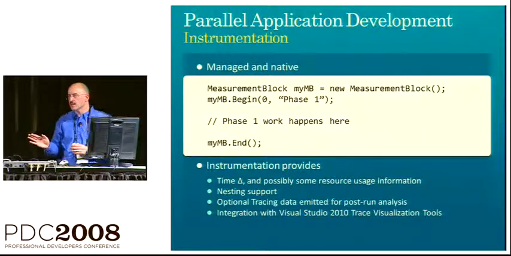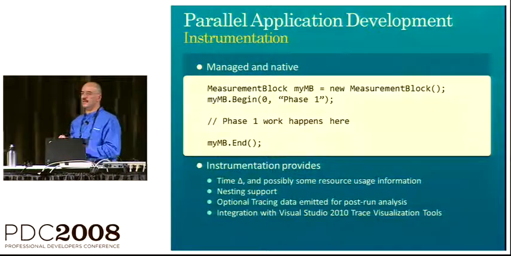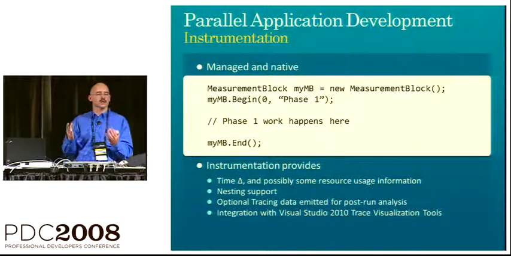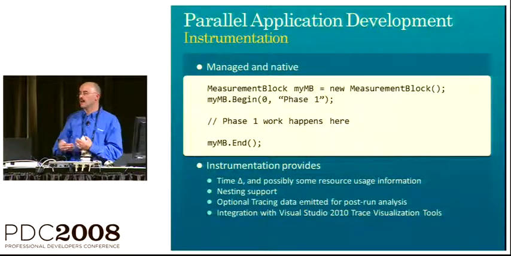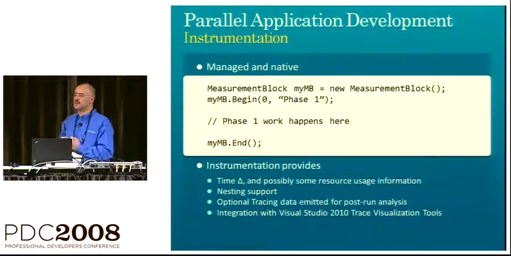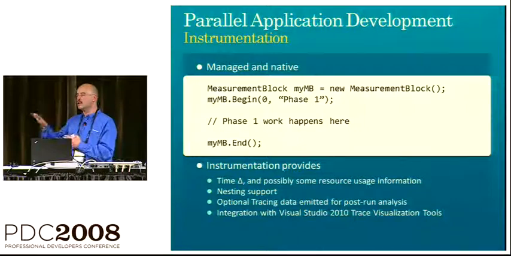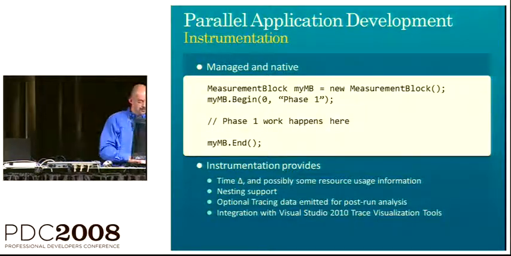Some other fringe benefits of this instrumentation object is that we might collect some resource information and stash it away in the object as well. So you can do your own interrogation of perhaps CPU utilization or other resource usage during a given phase, and you can use that. You can log it, do whatever you want to do with it.